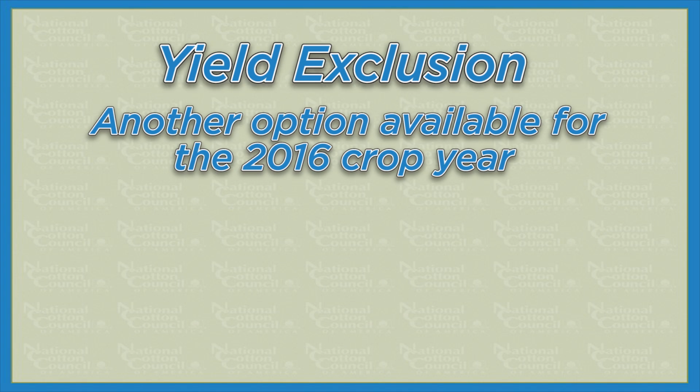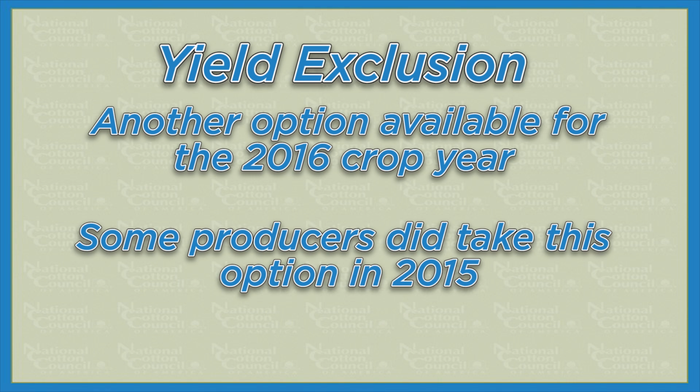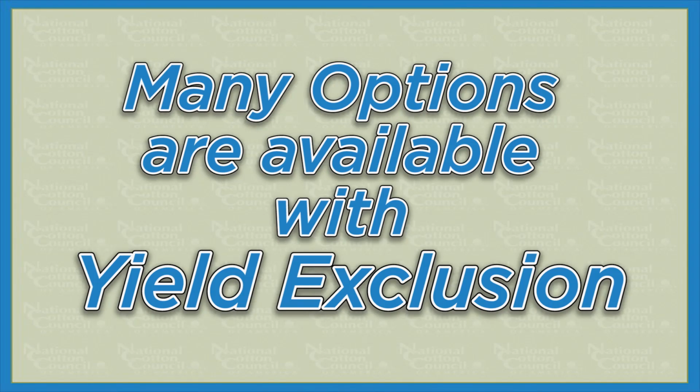Yield exclusion is another option available for the 2016 crop year. While some producers did take this option in 2015, others chose not to take it. Some may not have taken it due to the increased premium associated with yield exclusion. However, it is important to remember that many options are available with yield exclusion. The most effective and affordable risk management package for each producer may include a combination of individual revenue protection, yield exclusion, and possibly an area plan. So it is very important to analyze the options together.